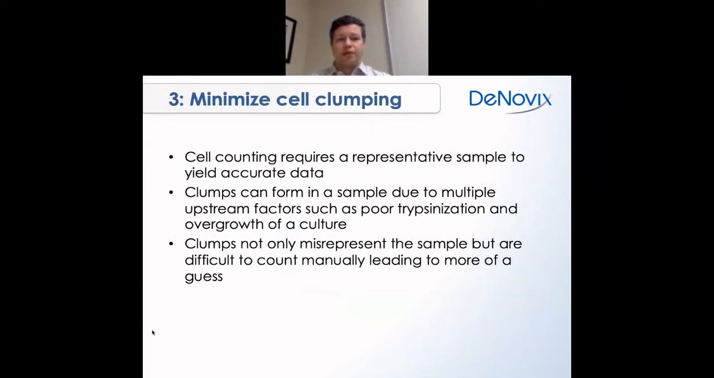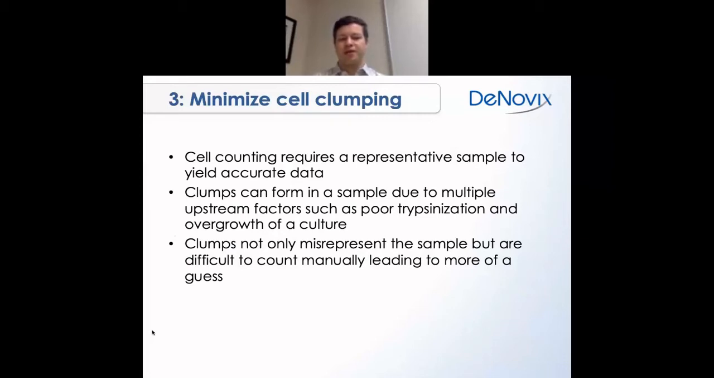Okay, tip number 3, minimizing cell clumps. To get an accurate cell count, you need a representative sample from what was in the tube, or really, what was originally in your flask or plate.